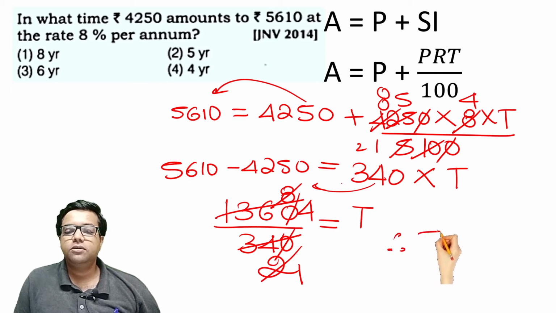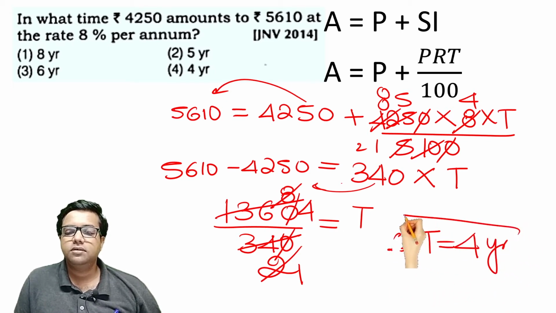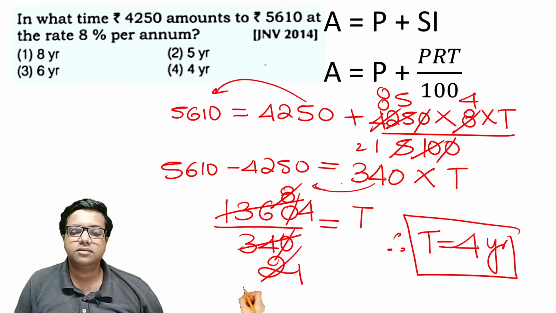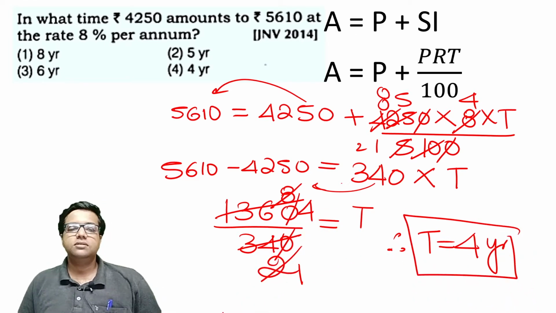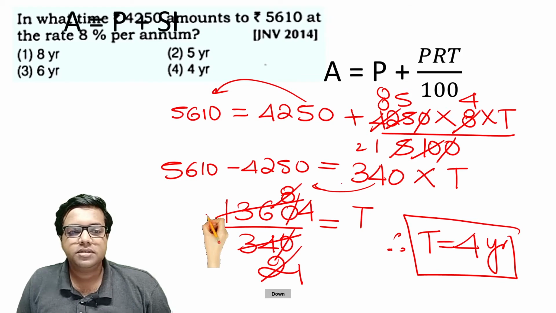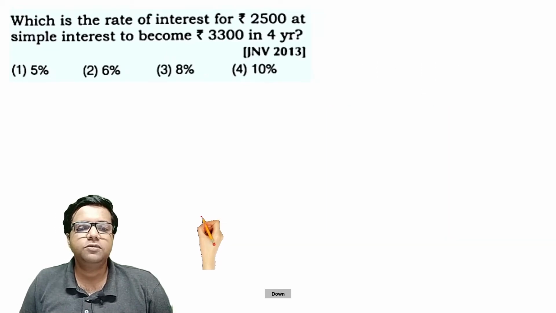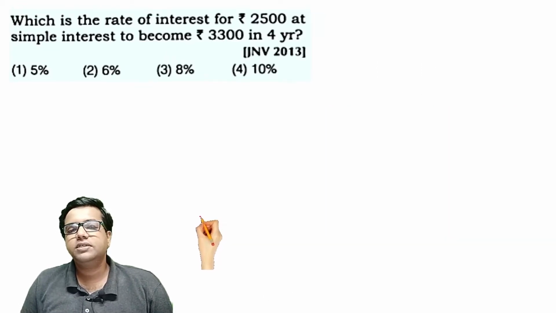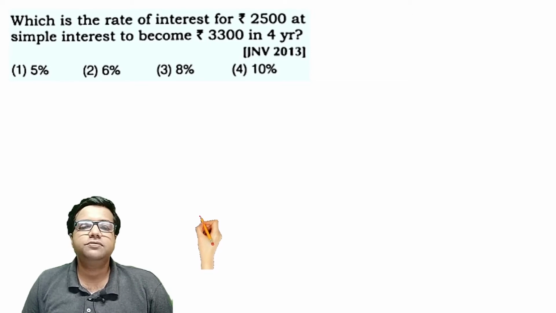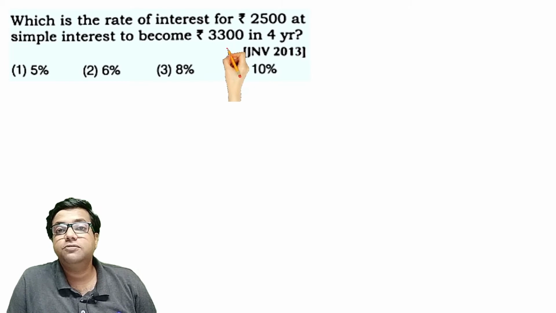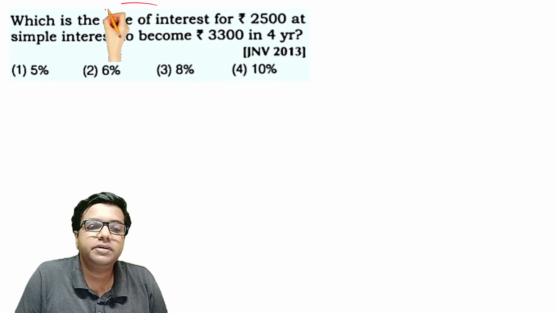So therefore the time required is 4 years. Time required for this question is 4 years. So let's move ahead. What is the rate of interest for which 2500 at simple interest becomes 3300 in 4 years? So rate of interest we need to find.